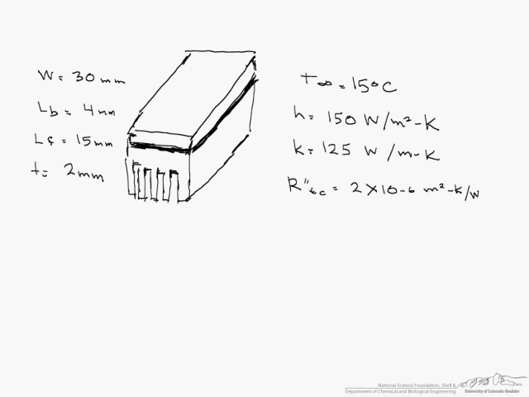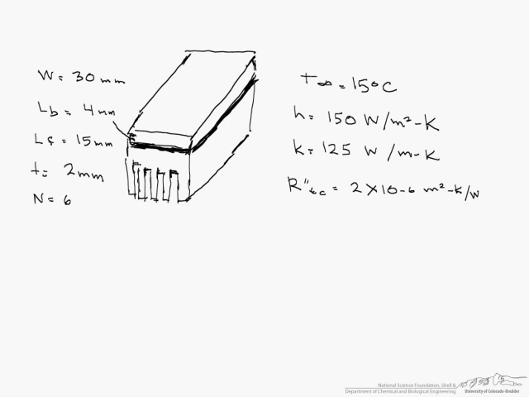Here we have an isothermal chip that is soldered to a heat sink. The dimensions and properties are as shown. The width of the chip as well as the heat sink it's attached to is 30. In fact, the area, not to scale, is 30 by 30. The length of the base, which is right here, is 4 millimeters. Each fin is 15 millimeters, and we have 6 fins whose thickness is 2 millimeters.